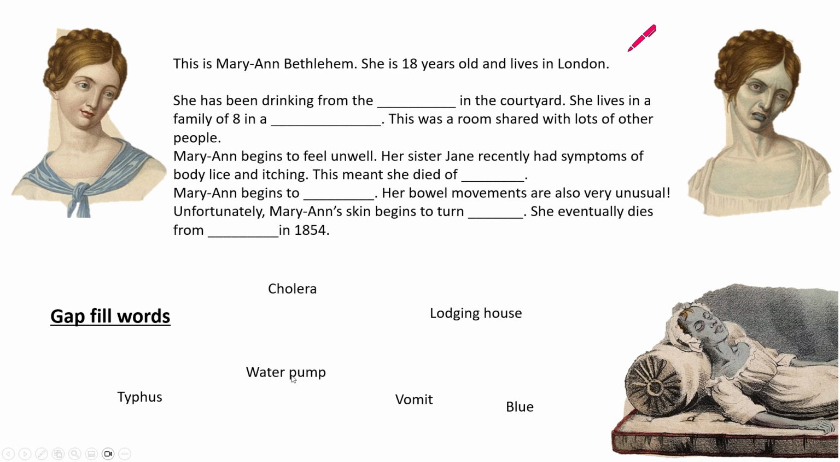Obviously, she's been drinking from the water pump in the courtyard. They live in a lodging house. Her sister has died of typhus, which they can use their previous tables for. She begins to vomit. Her bowel movements are unusual. Her skin begins to turn blue, and she eventually dies from cholera. So this should be fairly straightforward. It just gives them the chance to have a bit of a story and make sure they understand how cholera was being contracted at this time.